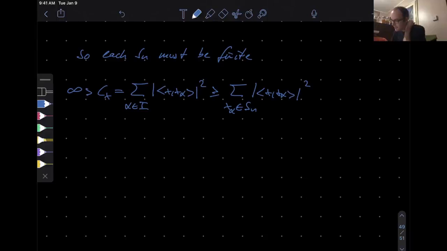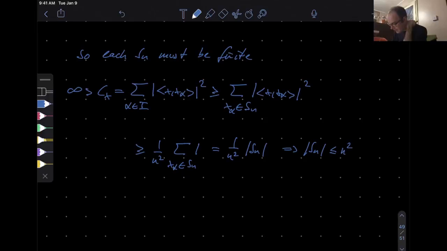But when x alpha is in Sn, then you know that each one of those inner products in complex modulus is at least 1 over n, and since there's a square, it is at least 1 over n squared. And then what remains inside the sum? Well, you sum over 1. But that is then precisely the cardinality of Sn. So what you just have proven is that each Sn only contains at most n squared times Cx many elements. And so it's finite.